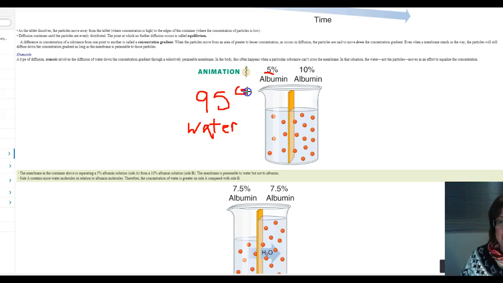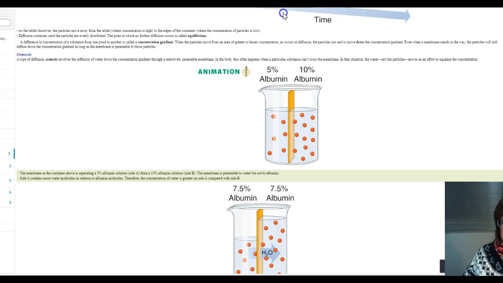Okay, it's 95% water. Then on this side, you have 10% albumin, so that means you have 90% water. Water will move from places of higher concentration to places of lower concentration. So water will move from this side of the beaker to that side of the beaker. So the water's moving this way. And it will move until it's spread out. Notice that with osmosis, you're talking about the movement of water based on the concentration of non-water particles.